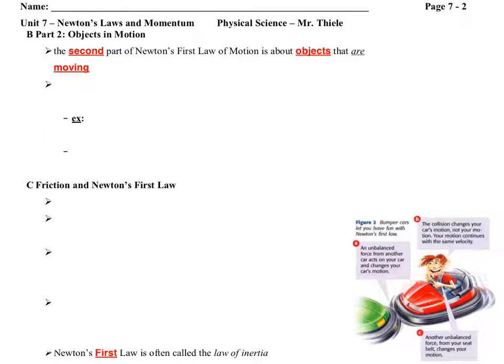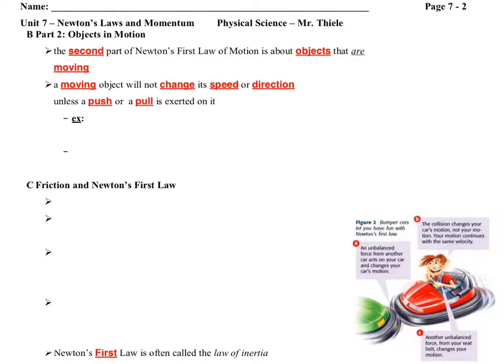And the answer to this question is an object that is moving will not change its speed or its direction unless there is some push or a pull exerted on the object. So unless there is some force exerted on the object, it will continue to move in a straight line at a constant speed. For example, if you have a car that's driving at a constant velocity, that means that it is moving at a constant speed and in a straight line in one particular direction.